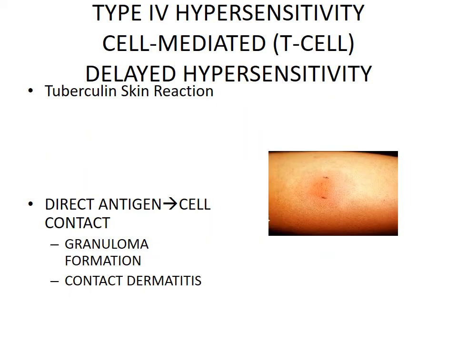Type 4 hypersensitivity is a cell-mediated, T cell type, delayed hypersensitivity. Now, the T cells or CD4 cells play their role in delayed type hypersensitivity. An example is the tuberculin skin reaction, which is done to detect TB. When an antigen or peptide comes in contact with the cell, macrophages are activated, CD4 cells play their role, and they result in formation of a granuloma at that site. So type 4 or cell-mediated delayed hypersensitivity reactions mostly end up with granulomatous diseases, and contact dermatitis is another example of type 4 hypersensitivity.